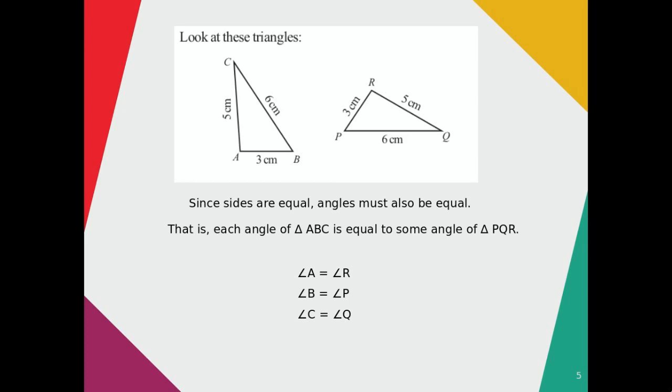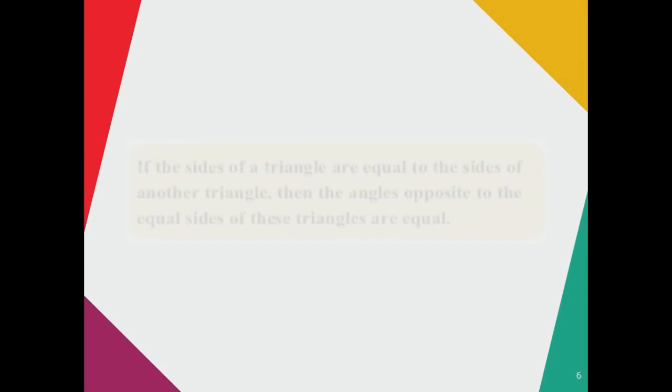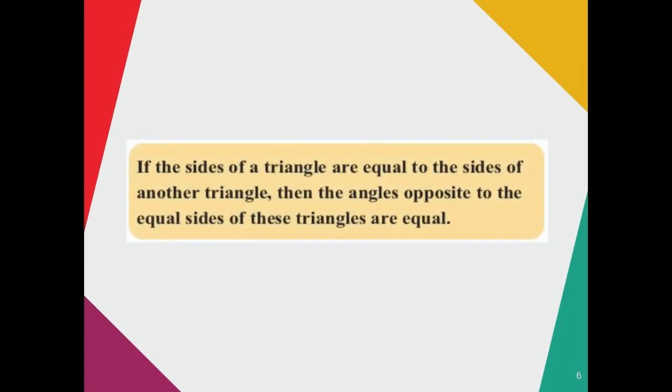So what can we conclude from this? The angles opposite to equal sides of two triangles are equal. That is, if the sides of a triangle are equal to the sides of another triangle, then the angles opposite to the equal sides of these triangles are equal. You can pause this video here and take a note of this statement also.